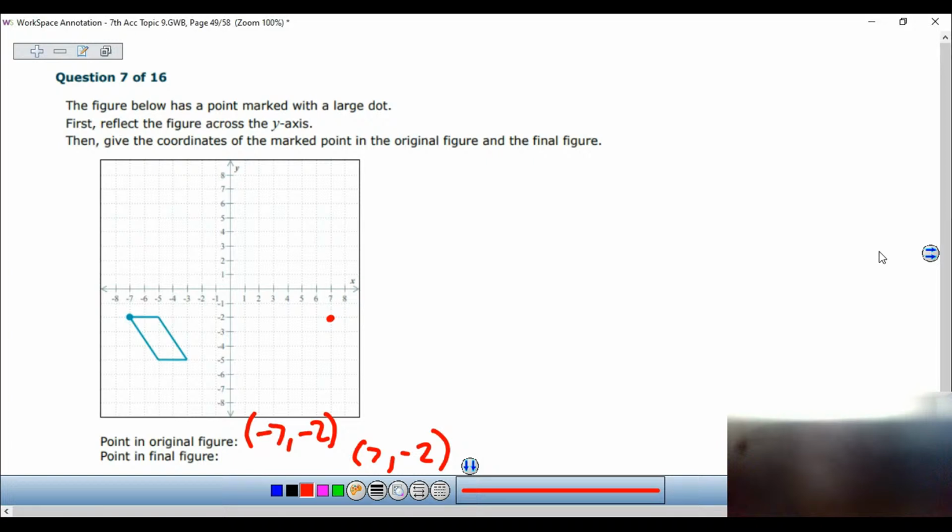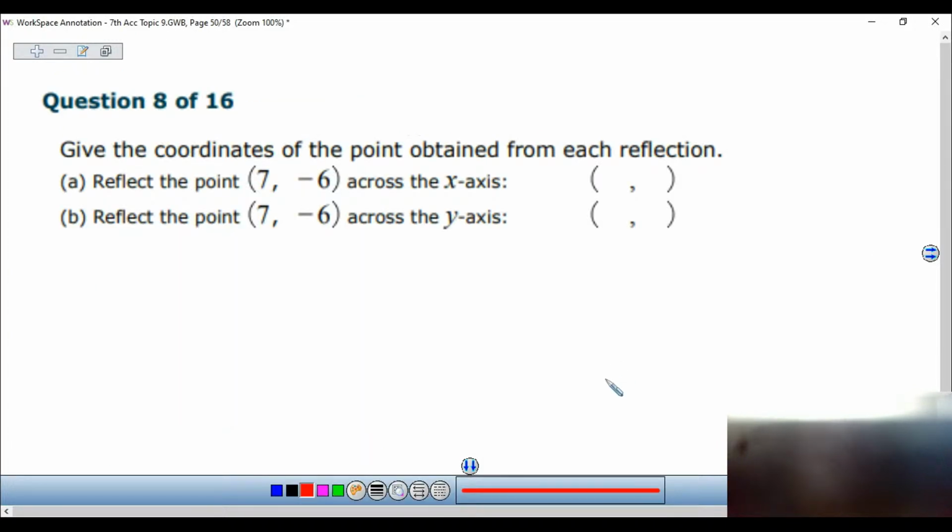All right. Let's go to question 8. Now this one, they take a graph away from us, and they want us just to know what we did. So we have the point 7 and -6. We're going across the x-axis. So when you reflect across the x-axis, that means we change the y. So the y currently is -6. So it's going to go changing signs. It's going to be now +6.